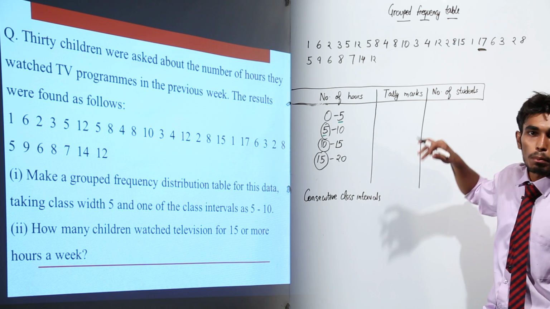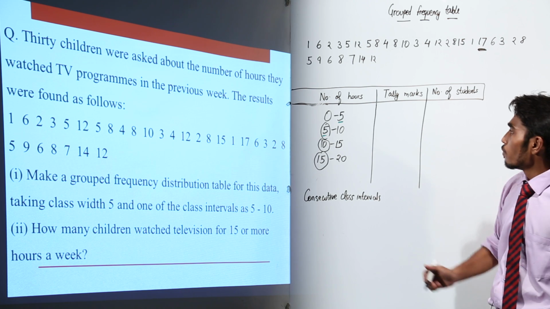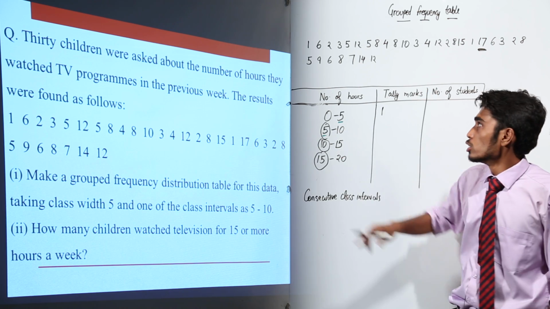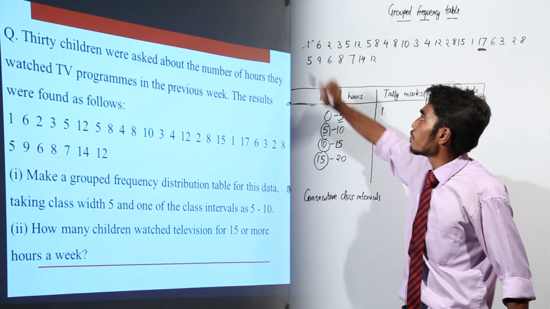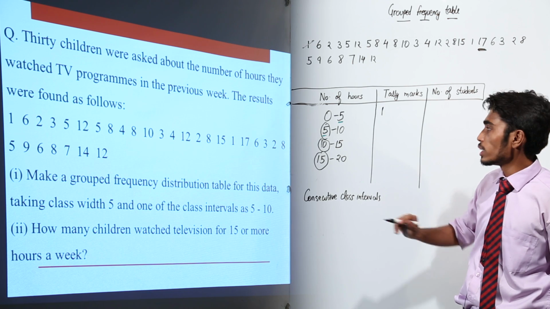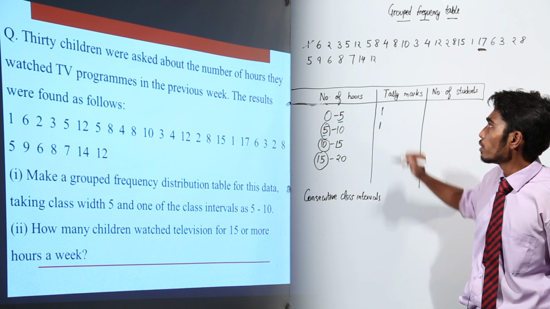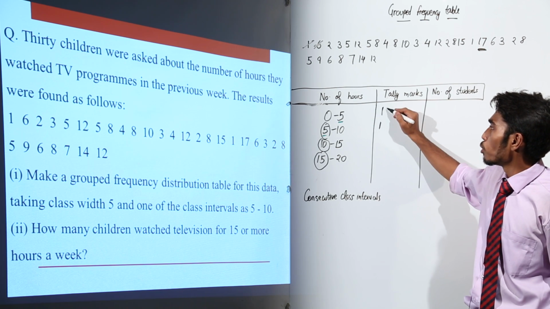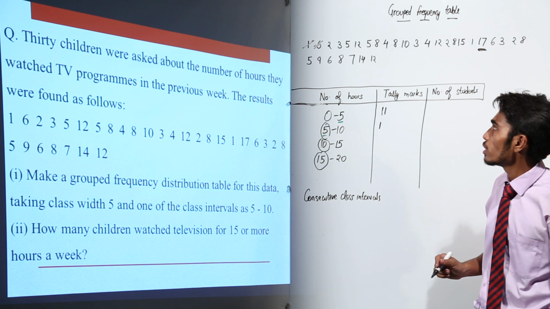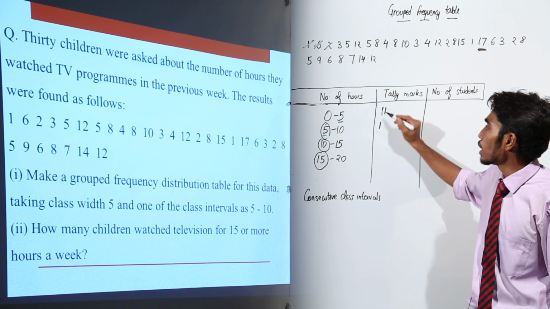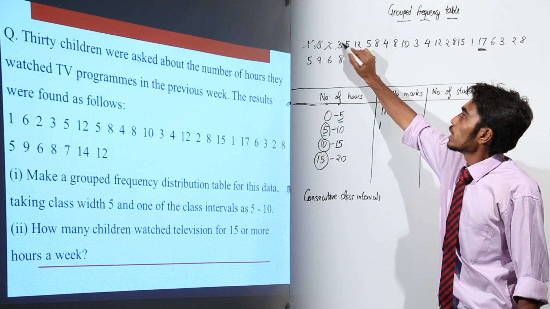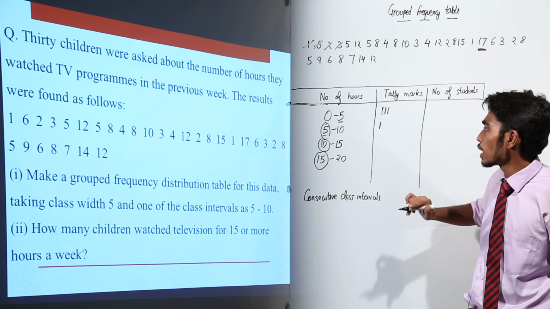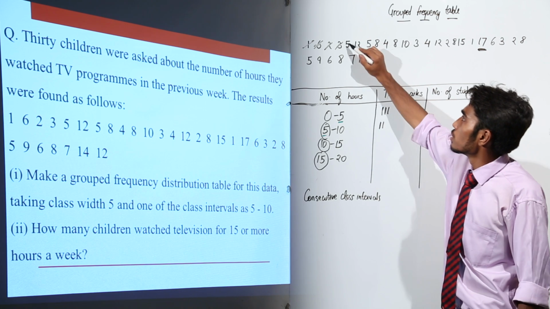Now we'll use a method that is called a tally mark, right? We'll put 1 for every student that falls in each category. So 1 falls in this category, so let me mark it. The next student, 6, falls in this category, 5 to 10, so I'm going to write 1 here. Next student, 2, falls in 0 to 5, so I'm going to write one more 1 here, right? Next student, 3 falls in the same category. Next student, 5. As we have already discussed, 5 will fall in this class interval, so I'll put one more 1 here.